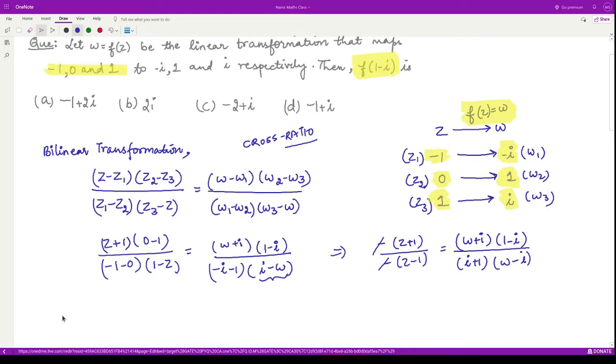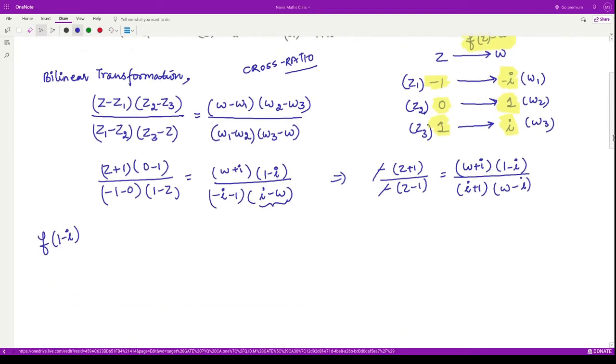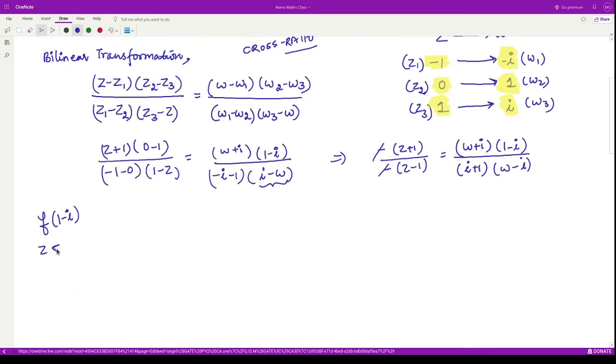Now in the question they are asking what is the value of this f of 1 minus iota. So from here what we can do, we can replace z with this quantity 1 minus iota and w with this quantity f of 1 minus iota. So let us do that. So it would be 1 minus iota plus 1 divided by 1 minus iota minus 1. So this is the left hand side. So from here you see this 1 and 1 cancels.